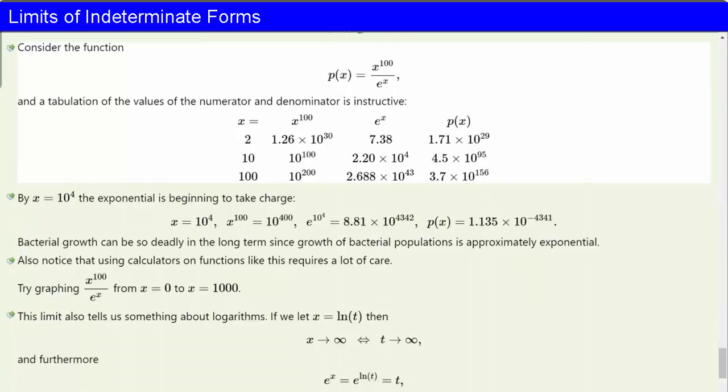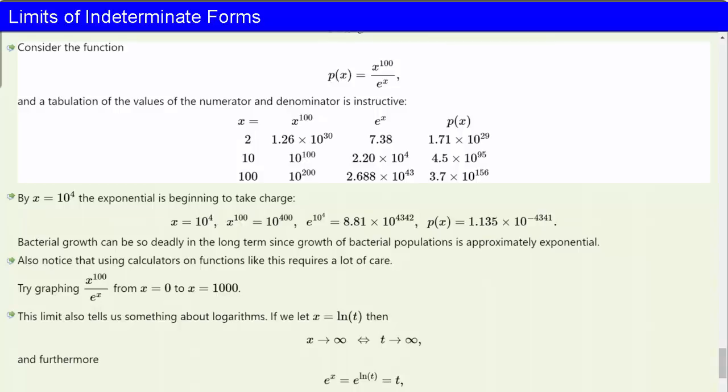We should take a minute to understand how this demonstrates the awesome growth of the exponential function. If you consider the function p of x equal x to the 100th power over e to the x, we have just proved the limit of this function as x goes to infinity is 0. A tabulation of the values of the numerator and denominator, and then the function p of x, is instructive. When x is 2, x to the 100th is roughly 10 to the 30th, and e to the x is 7. And the value of p of x is 1.71 times 10 to the 29th.